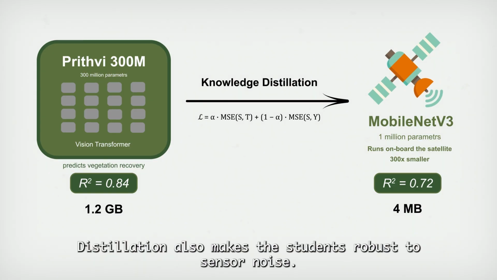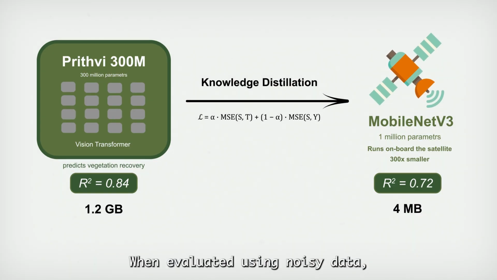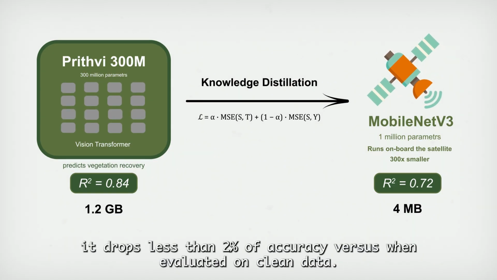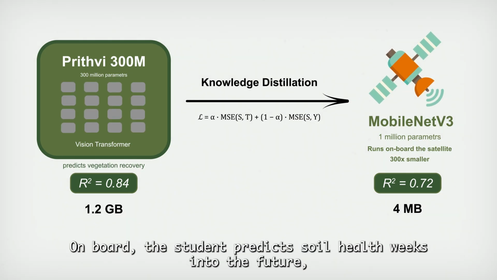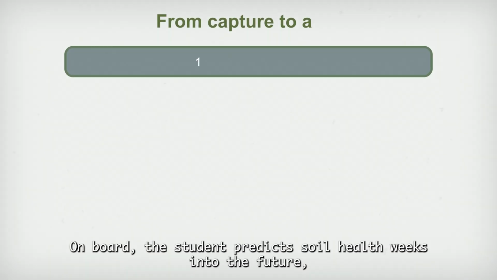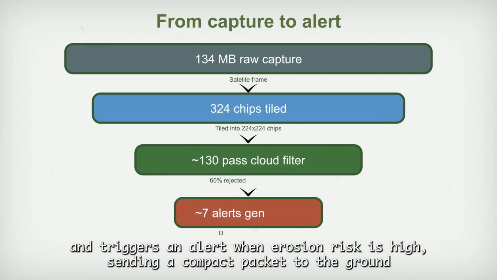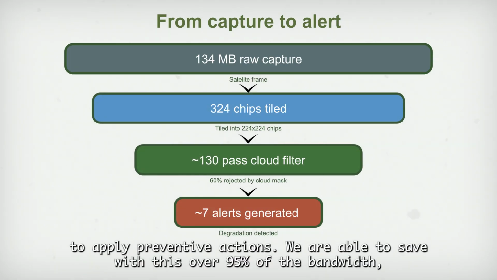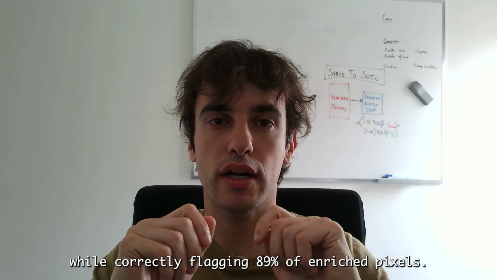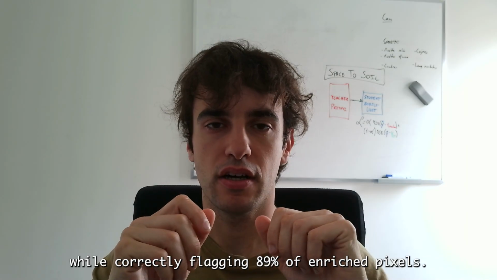Distillation also makes the student robust to sensor noise. When evaluated using noisy data, it drops less than 2% of accuracy versus when evaluated on clean data. On board, the student predicts soil health weeks into the future and triggers an alert when erosion risk is high, sending a compact packet to the ground to apply preventive action. We are able to save over 95% of the bandwidth while correctly flagging 89% of at-risk pixels.